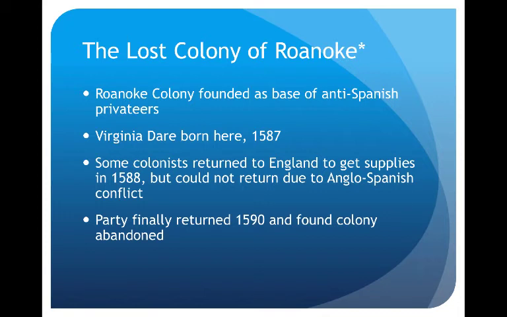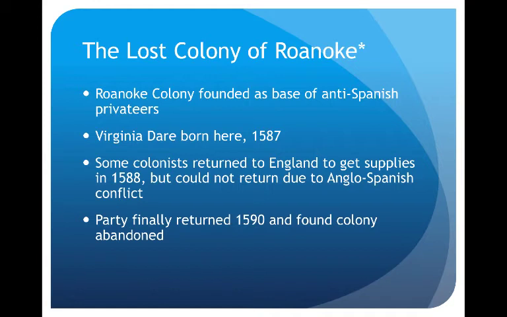And when they returned in 1590, they found the colony had been abandoned, and the only clue as to what happened to the colonists was the word Croatoan carved on a post. When they left, the settlers had been told to carve a cross on the post if there was any kind of trouble. There was no cross carved, only the word Croatoan, which referred to the local Native American tribe in the area on Croatoan Island. And there were no signs of any kind of struggle in the colony, so apparently there was no conflict there.